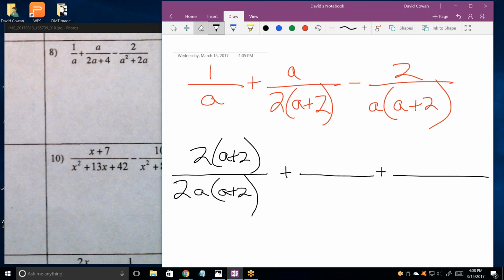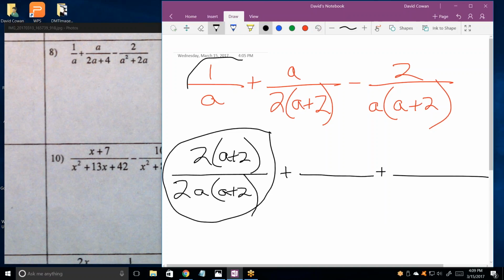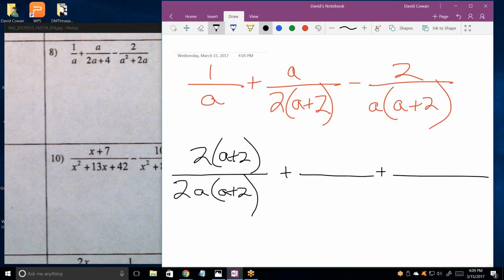But the way I like to get it is I do whatever I have to write so that I still have that fraction. And notice my 2 and my a plus 2 would cancel with this 2 and that a plus 2, and I would be left with 1 over a. That is the best way to do it because you're checking all along. You've made sure that you haven't changed the fraction.